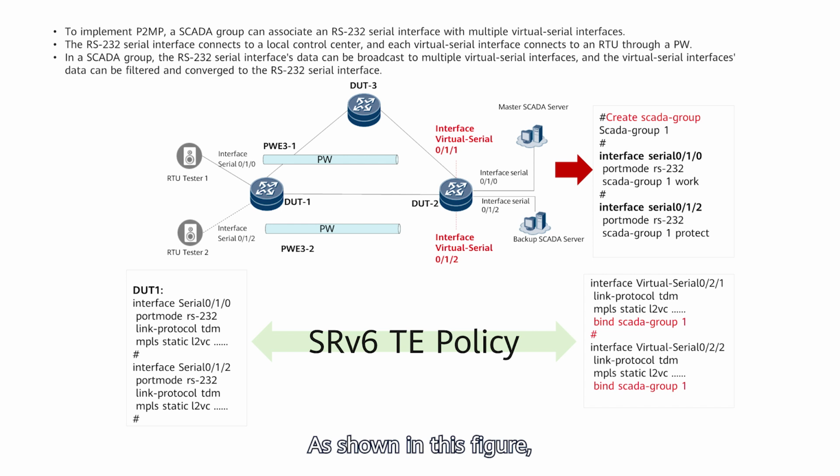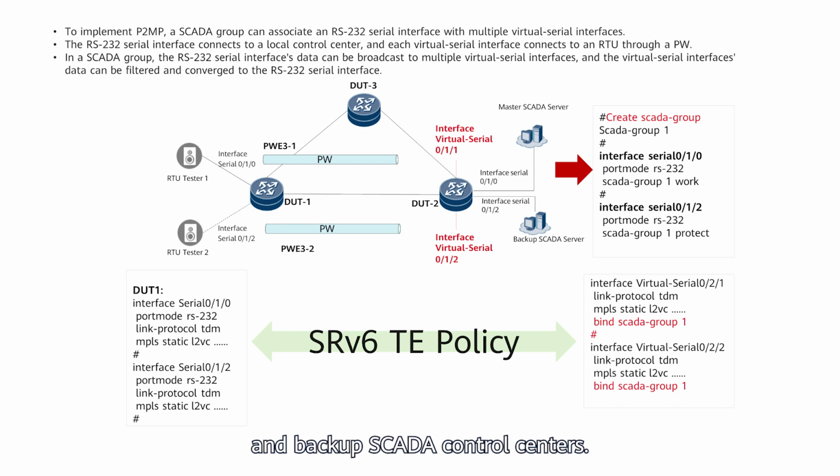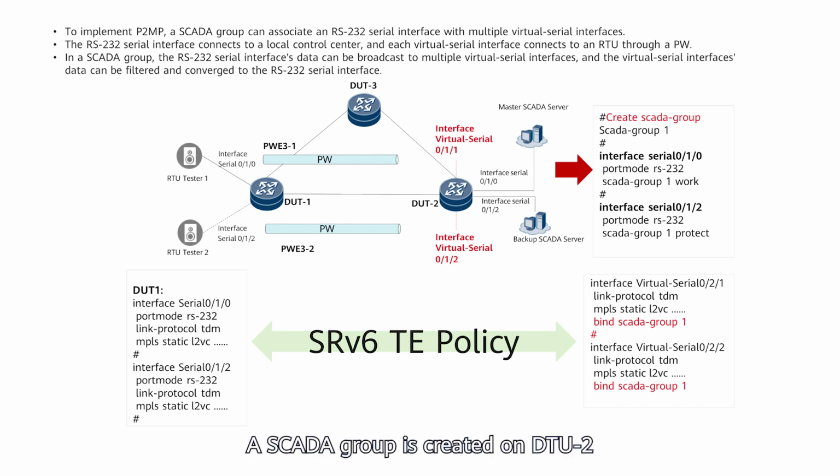As shown in the figure, assume that there are 2 RTU devices as well as master and backup SCADA controller centers. Each RTU is required to communicate with the 2 SCADA control centers. To achieve this, we introduce the SCADA group feature. A SCADA group is created on duty 2, and multiple RS232 physical interfaces can be associated with this SCADA group. Create multiple virtual serial interfaces and bind them to the same SCADA group.